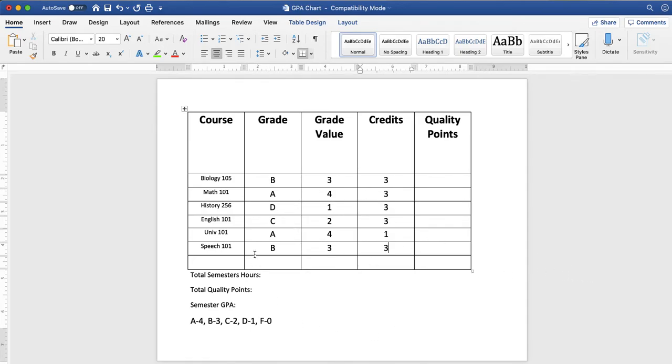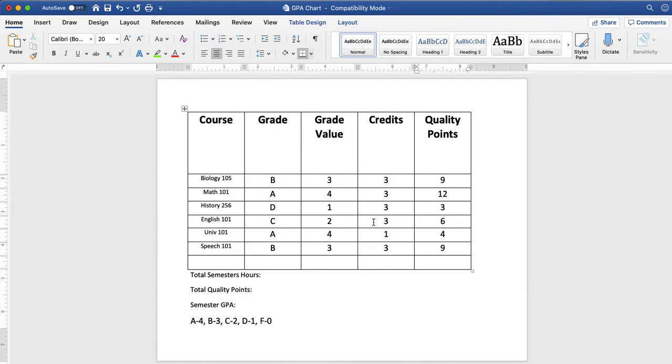So once we have all of this factored, to figure out the quality points for these courses, you take the grade value and multiply it times the credit hours for the course. So 3 times 3 is 9, 4 times 3 is 12, 1 times 3 is 3, 2 times 3 is 6, 4 times 1 is 4, and 3 times 3 is 9. Everybody can see where I got it. All I did was multiply across here: the grade value times the credit hours the course was worth.